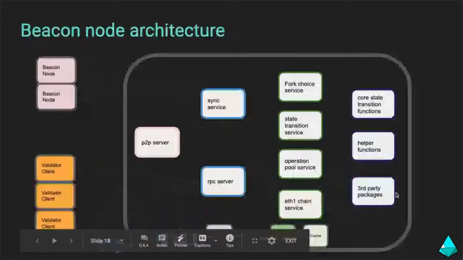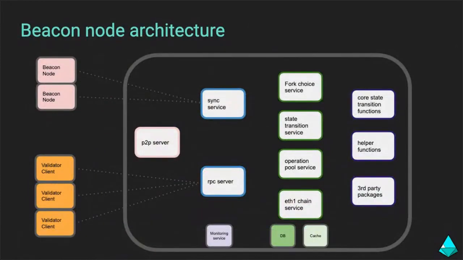So what's inside the beacon node, right? Inside the beacon node, there are multiple services. You can think of each service as its own thread, and it does one job really well. For example, the sync service's job is to gossip and receive blocks from other peers. You can think about the fork choice service, and its job is just to run fork choice and to provide the head to the other services. And then the state transition service's job is to process blocks and process attestations.